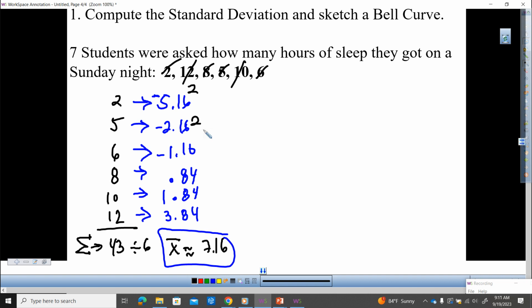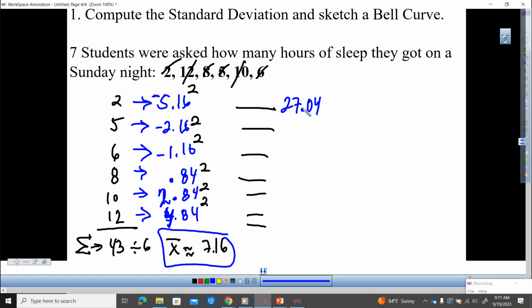We square each of those numbers. We get that over here. Yes? Is it 4? Yeah, I did that to see if you were paying attention. 4.84. All right. Pretty good, right? 2.84 this one? All right, thank you. So we square each one of those. What'd you get for this squared, Alec? 5.16 squared. 27.04. I'll go with that in estimation.